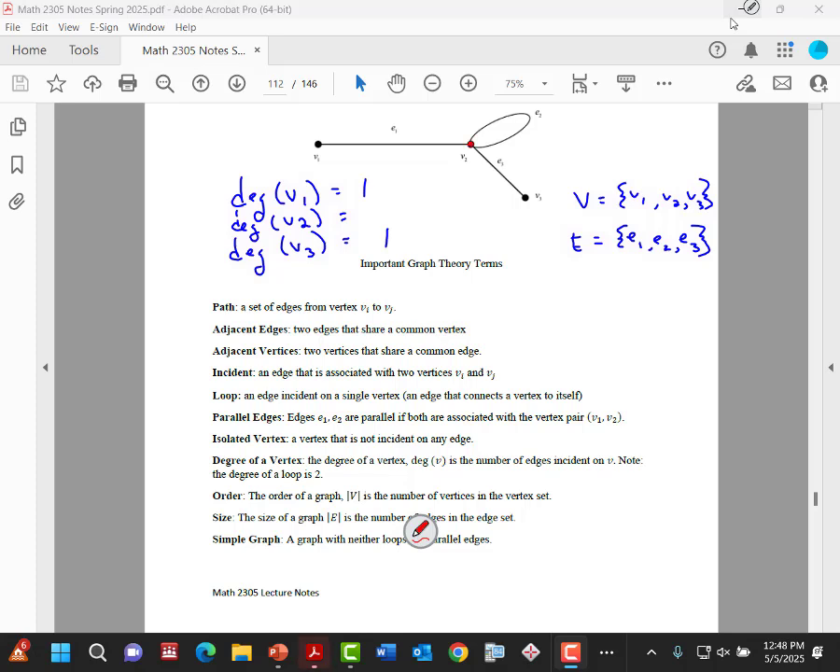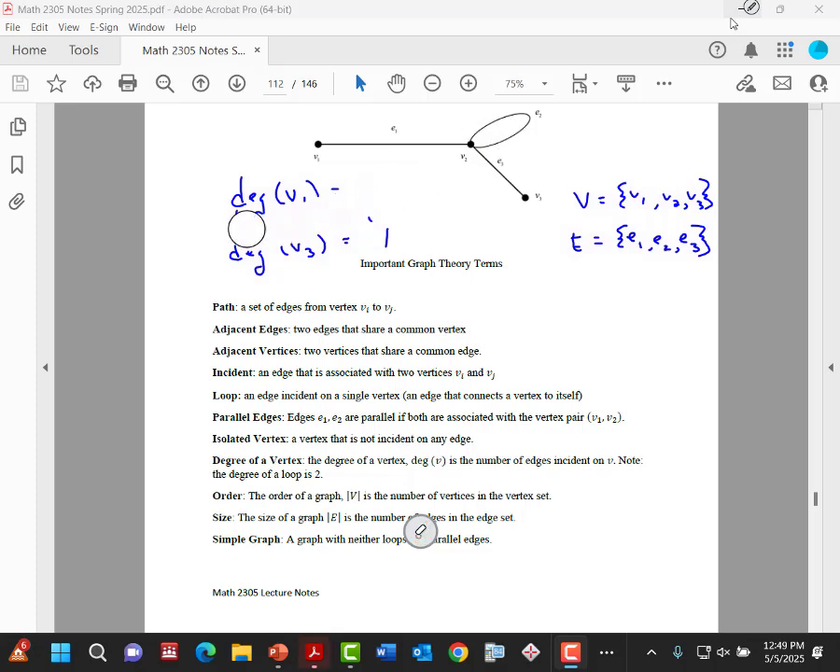Vertex 2, I have edge E1, I have edge E3, and then I have this loop E2, and the degree of a loop is 2, so I have 1, 1, and 2 for a total of 4. So the degree of vertex 2 is 4, and I can count it really easily. 1, 2, 3, and 4. There they are right there.